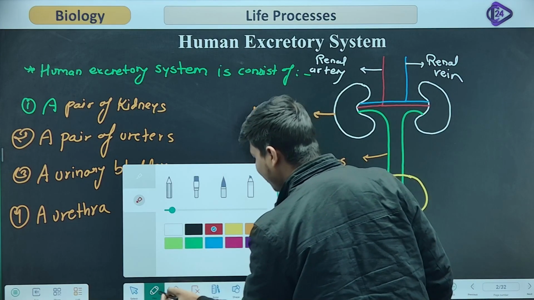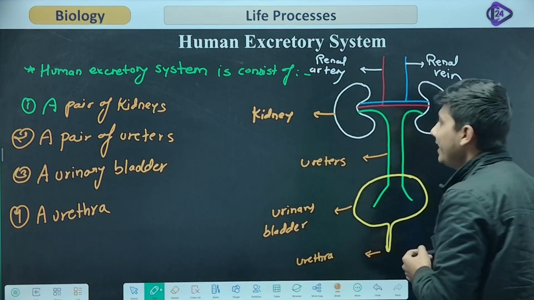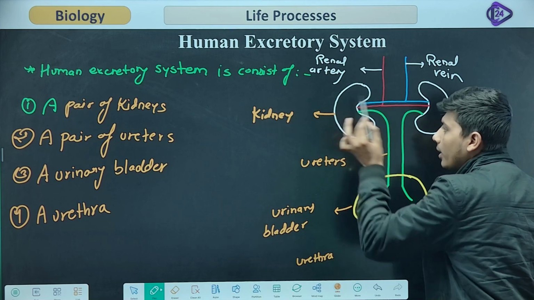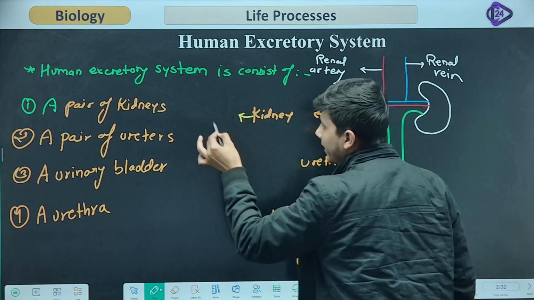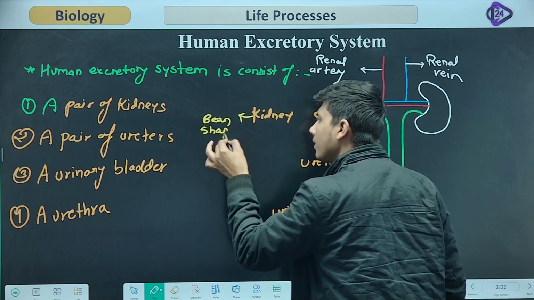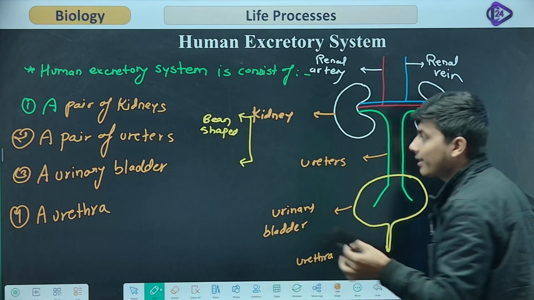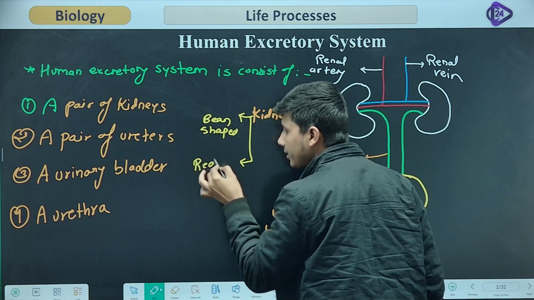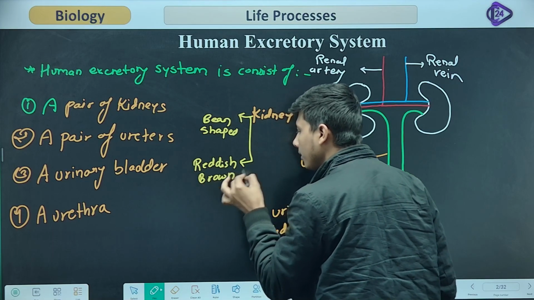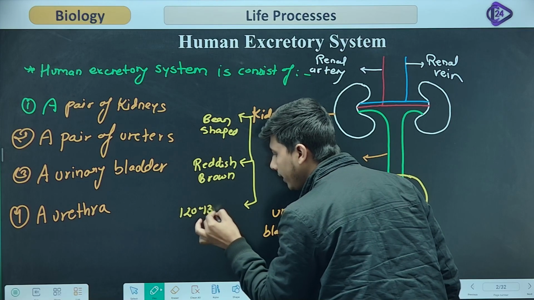So let's start with the kidneys. Kidneys are bean-shaped organs. First, it is bean-shaped. It is reddish brown in color. Its weight is about 120 to 130 grams.